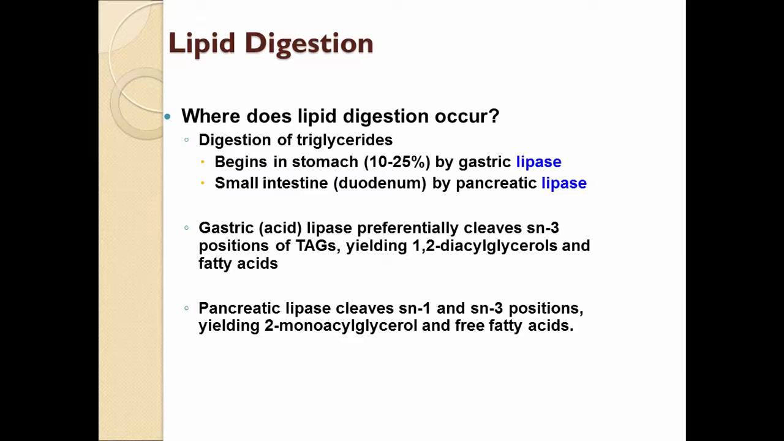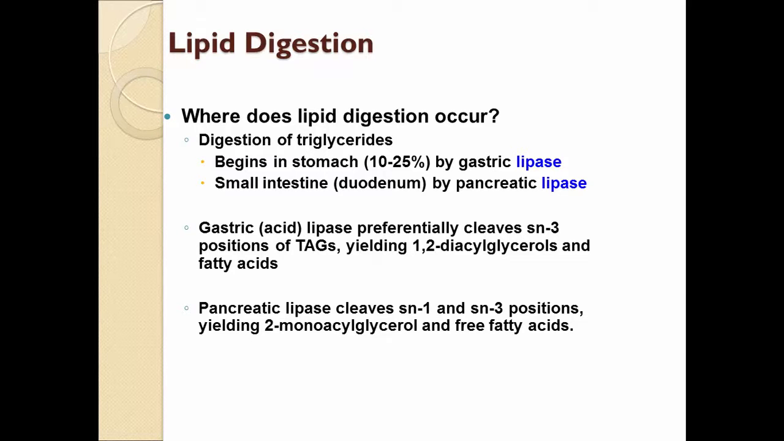Gastric lipase usually preferentially cleaves the SN3 position of triglyceride. Remember those 3 carbon positions on the glycerol backbone. This means that gastric lipase specifically cleaves the free fatty acid at the SN3 position of the glycerol backbone and releases that fatty acid from the triglyceride molecule, generating 1,2 diacylglycerol, where 1,2 refers to the positions of the remaining 2 fatty acids on the glycerol backbone, and 1 free fatty acid. This free fatty acid is released from the SN3 position once the triglyceride is digested by gastric lipase. All right, does that make sense?